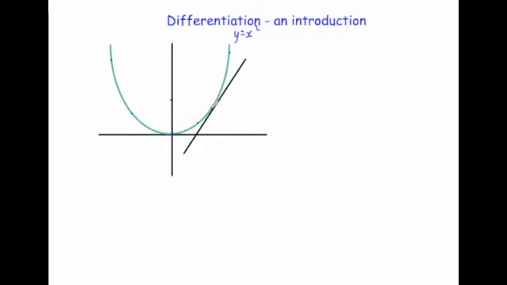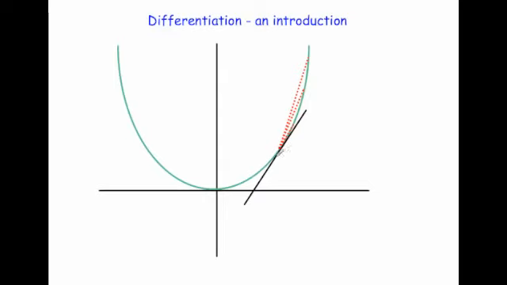Well, if I wanted to find out the gradient at this particular point, that's the same as the gradient of the tangent at that point. I've just drawn a tangent to touch the curve at that particular point. So the gradient to a curve is the same as the gradient of the tangent at that particular point. So let's have a look at working out the gradient of the tangent at a particular point of a curve. So let's just say here I wanted to work out the gradient at this particular point. Well, I've drawn the tangent.